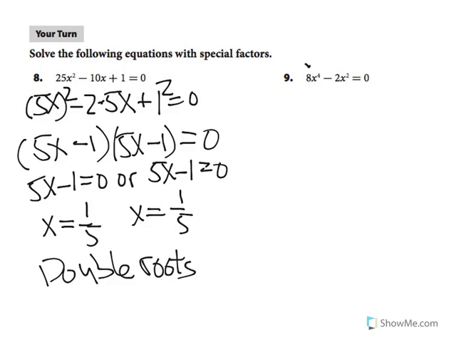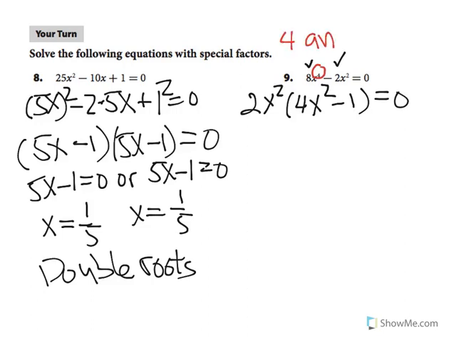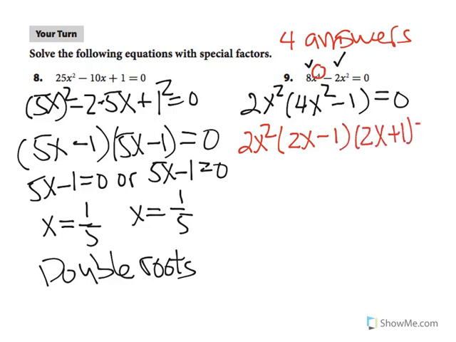Okay, for number 9 and 8, 2 has a common factor of 2, so we factor out a 2. x to the 4 and x to the second have a common factor of x squared. So now we have 4x squared minus 1. I need to pay attention that since the degree is 4, we need 4 answers. Inside the parentheses we have the difference of two squares, so this becomes (2x minus 1) times (2x plus 1).